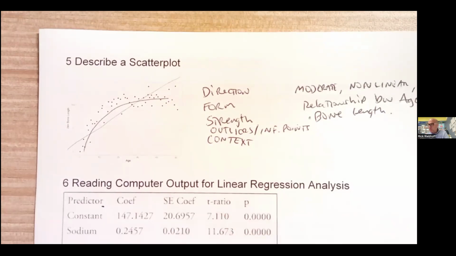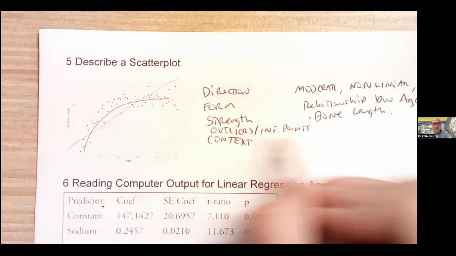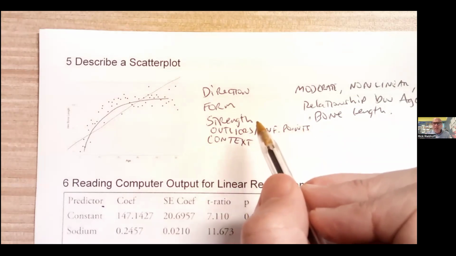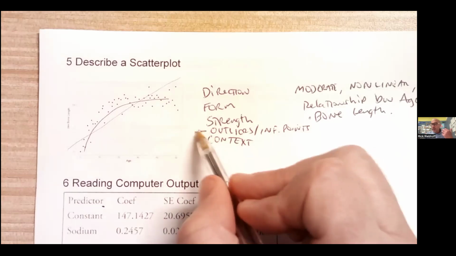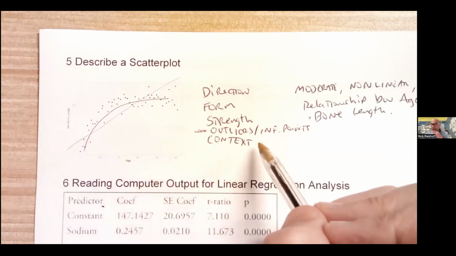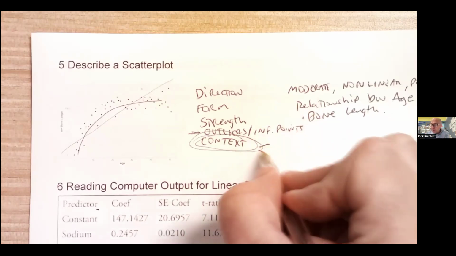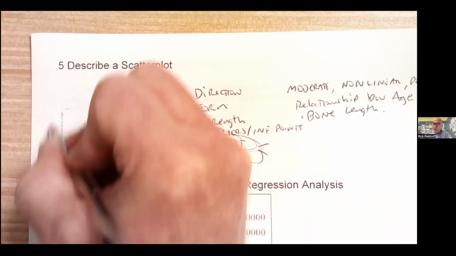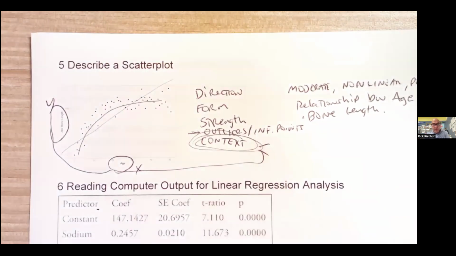So that's describing a scatter plot. Strength, direction, form, anything outlier, influential, clusters, anything weird that you notice. Are there big gaps? So anything weird, not just outliers. And then definitely get in the context. When we talk about context, we are talking about the variables, your X variable and your Y variable. Make sure you have that in there when you describe it.